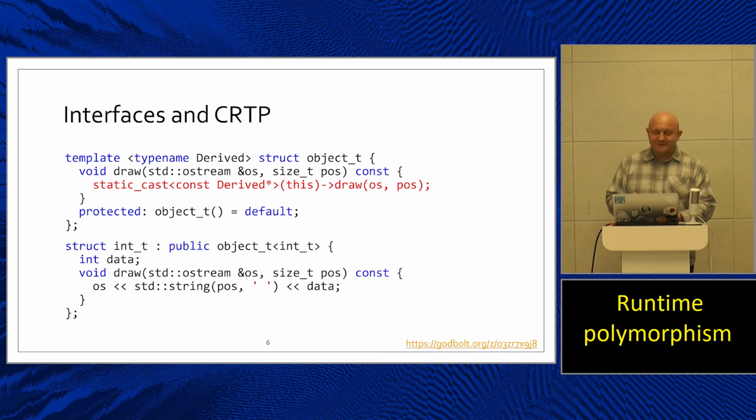Of course. Let's try to achieve the same interface without virtual functions, and this is the classic CRTP approach, curiously recurring template pattern. The base class is templated on derived. Its draw method performs a static cast of this to the derived, because we know that this class was derived from object. And when we are deriving from object, we are parameterizing object with our derived type. Int public of object of int. Then this derived is int, and this static cast works and delegates to this draw function.